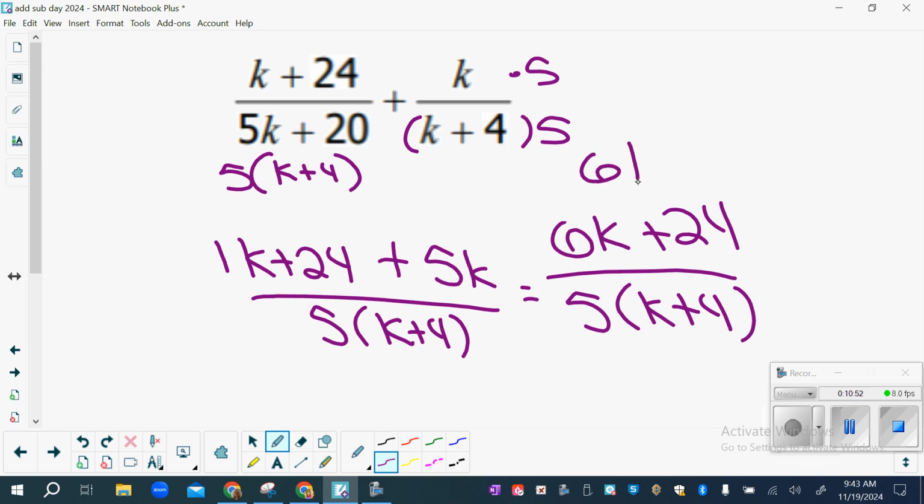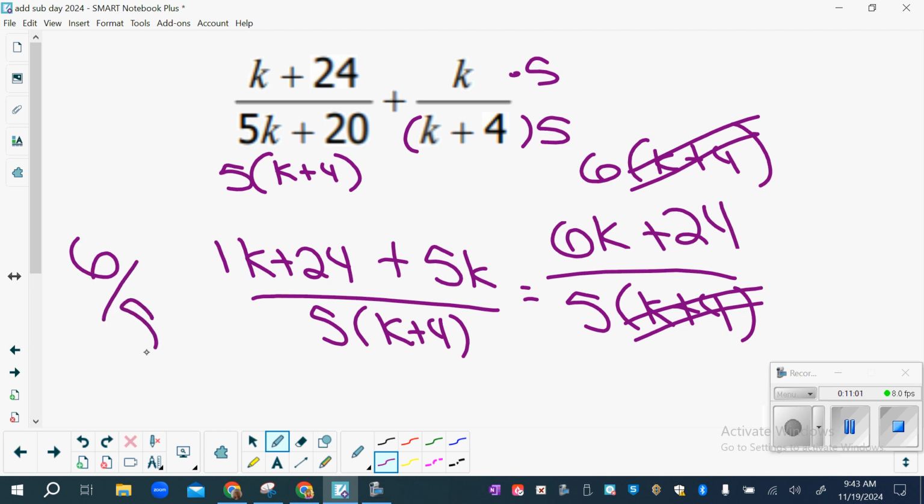6 comes out, and I'm left with K plus 4. Look at that. Got some sweet, sweet canceling. I never would have guessed that this answer was 6 over 5. Look at that crazy problem, and it is 6 over 5.